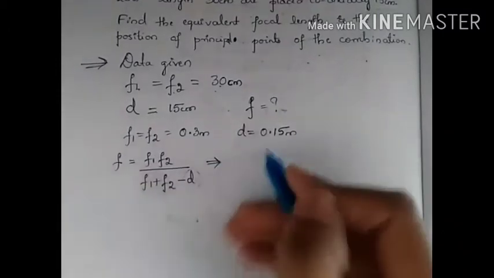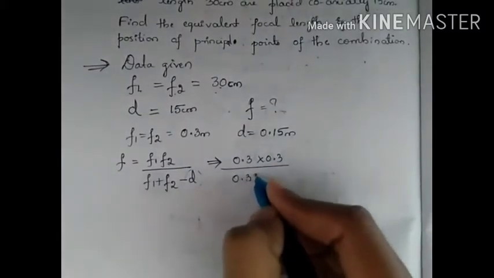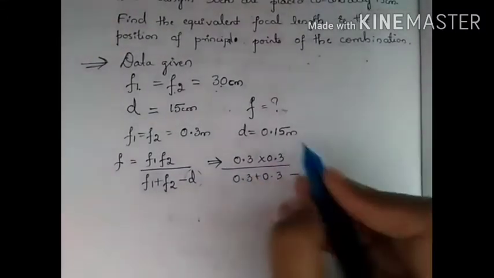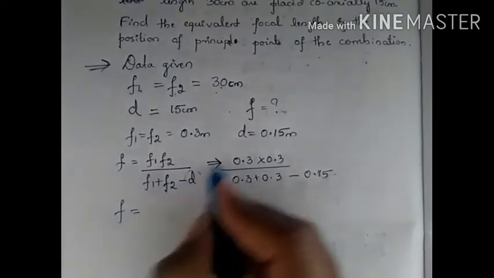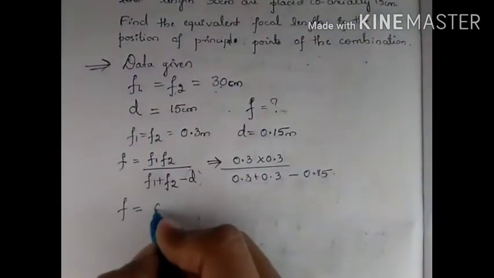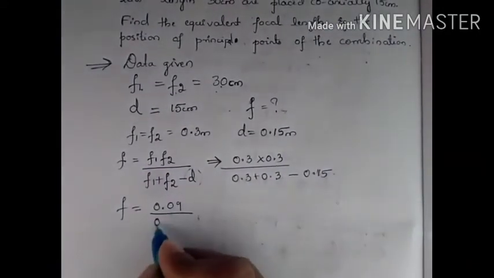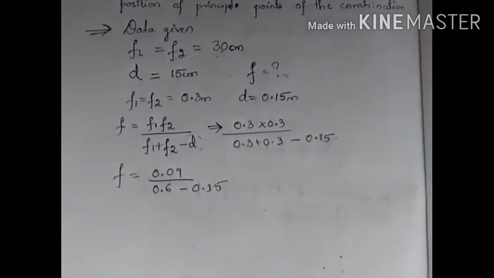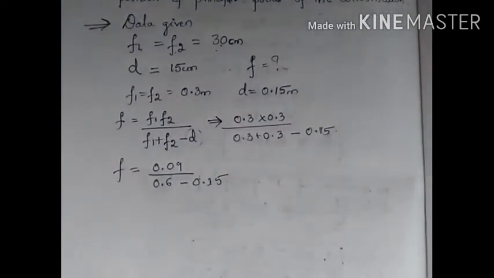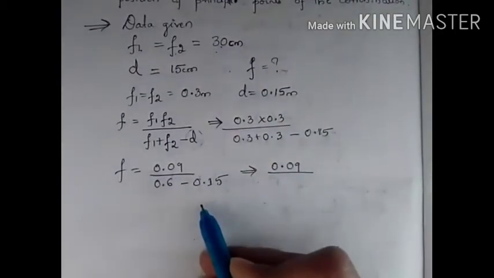So if you substitute, what you will get: 0.3 multiplied by 0.3 divided by 0.3 plus 0.3 minus D, which is 0.15. So if you solve this, 0.3 times 0.3 is 0.09, so 0.09 divided by 0.3 plus 0.3, which is 0.6, minus 0.15. So you have f is equal to 0.09 divided by 0.6 minus 0.15.